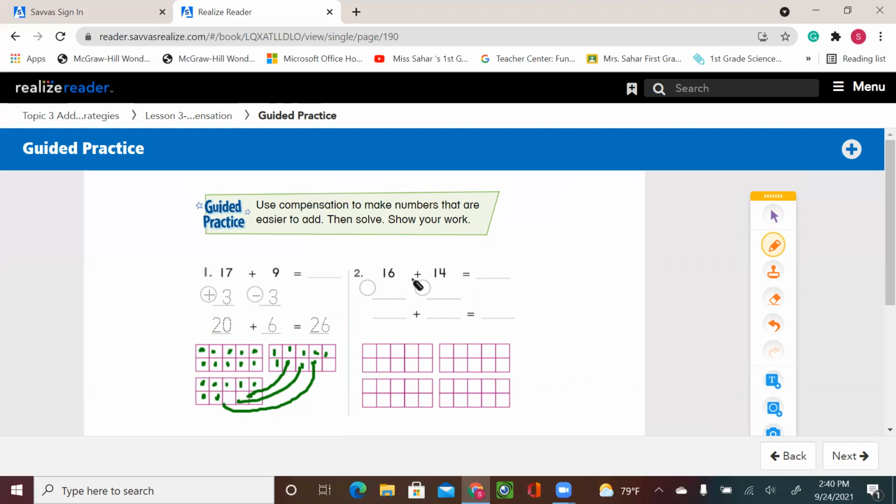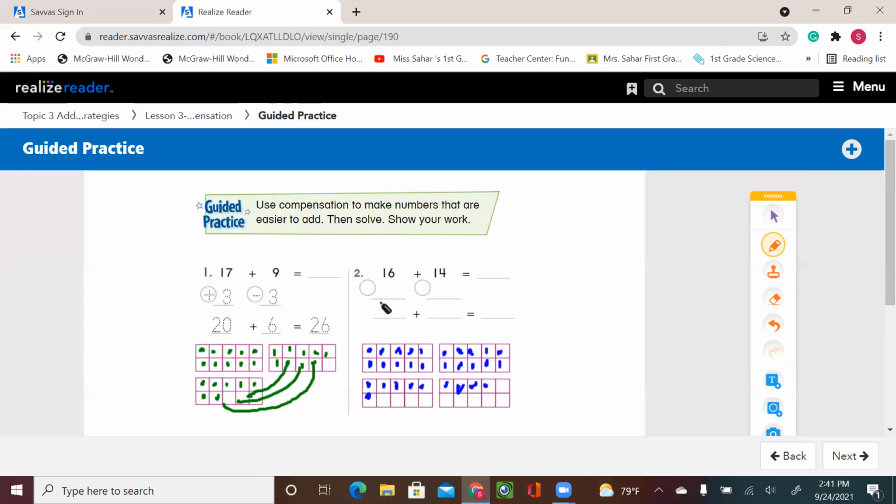We have 16 plus 14. So let's use different colors and fill our 10 frames. First 10 frame, 16. So 10, 11, 12, 13, 14, 15, 16. That's my first number. Second number, 14. So I need to fill 14 boxes in my 2 10 frames. Here's my 10 frame. And then how many for the second frame? I will be filling 4 boxes.